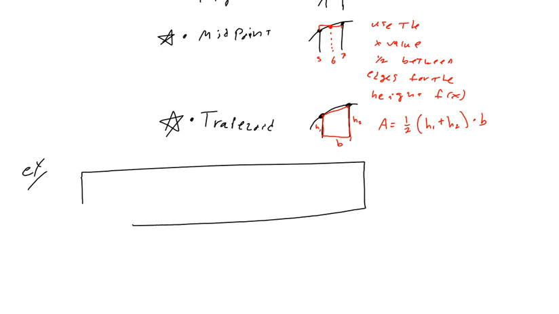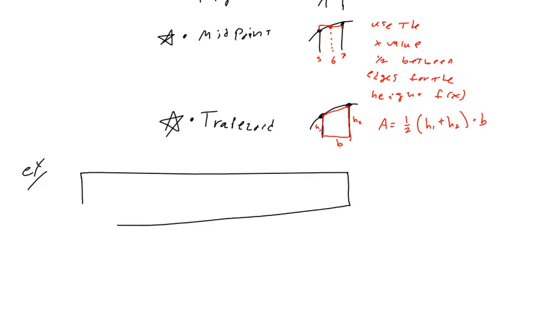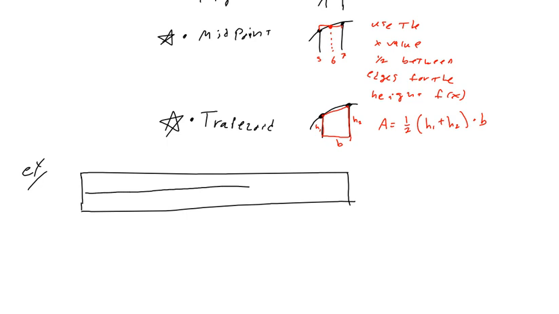Oh wait, I need to show you one more thing. Well, let's just do an example here. Table of values. Make a table of values. I need to learn how to draw straight lines. 1, 2, 3, 4, 5. We need one more. 6.